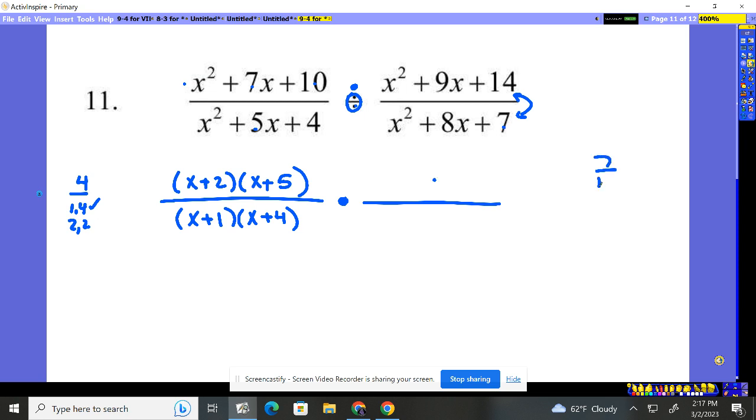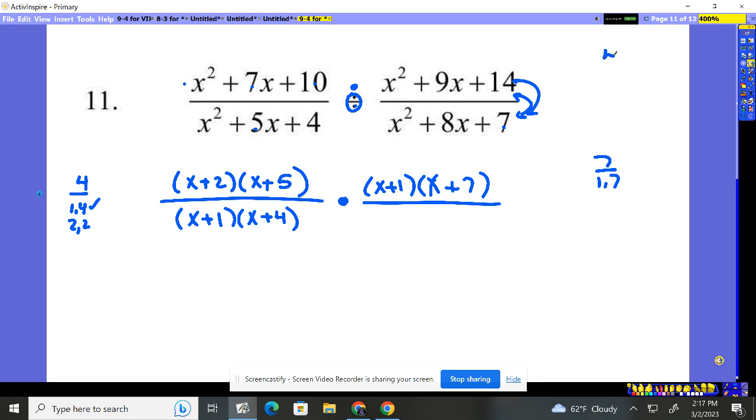So what multiplies together to give us 7? 1 and 7, that's it, because it's prime. Yeah, and that'll add to give me 8. So this is an x plus 1, x plus 7. Now this guy that's on top has got to come to the bottom.